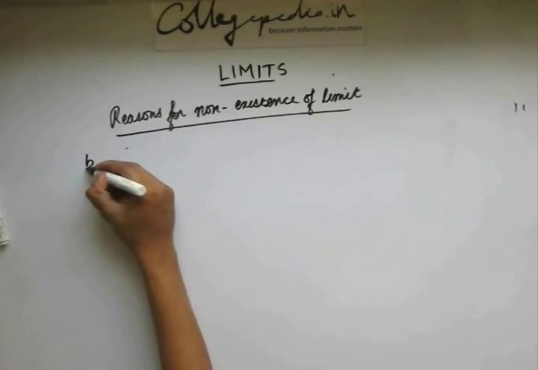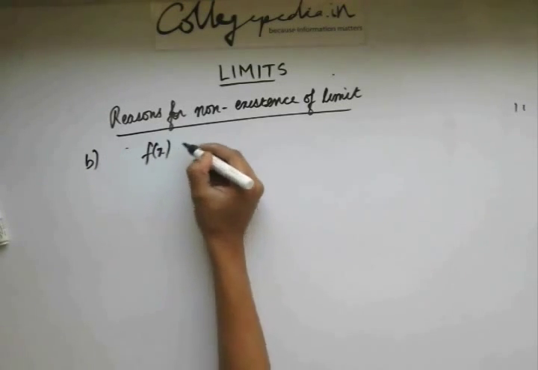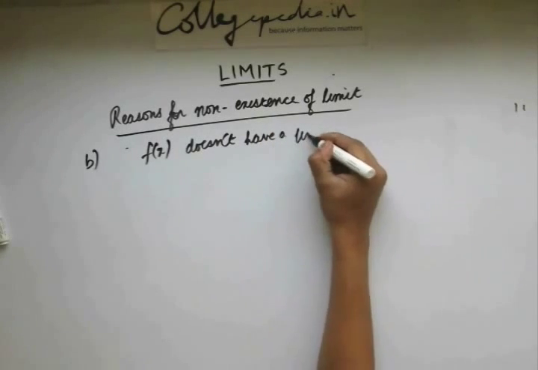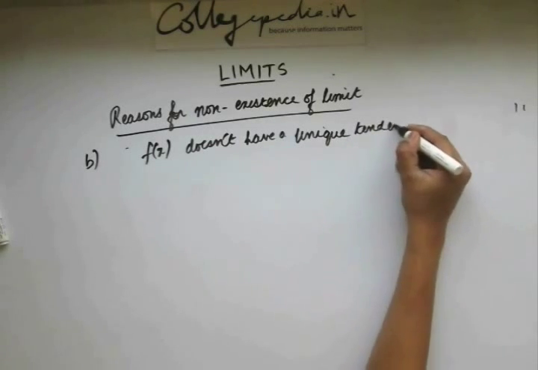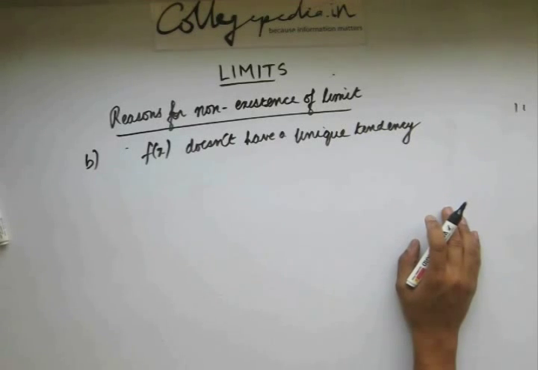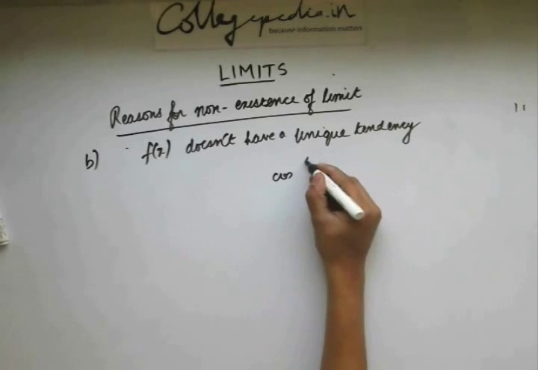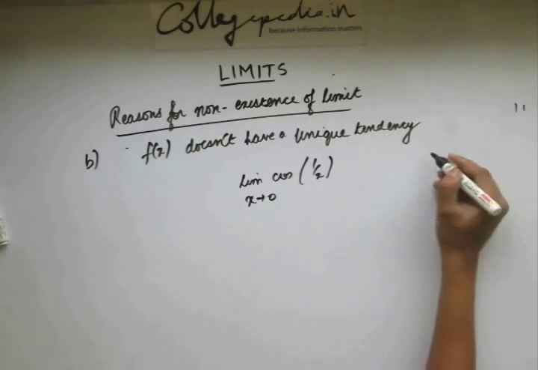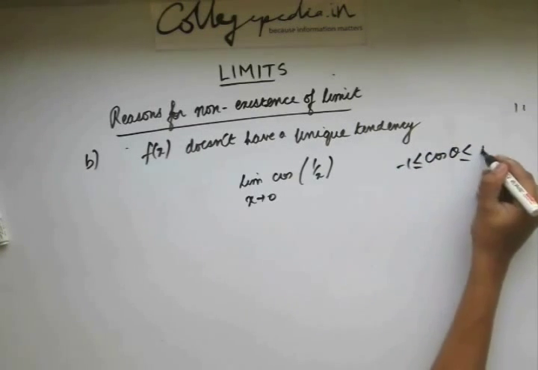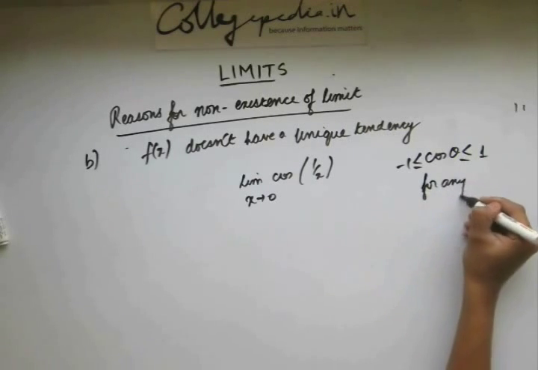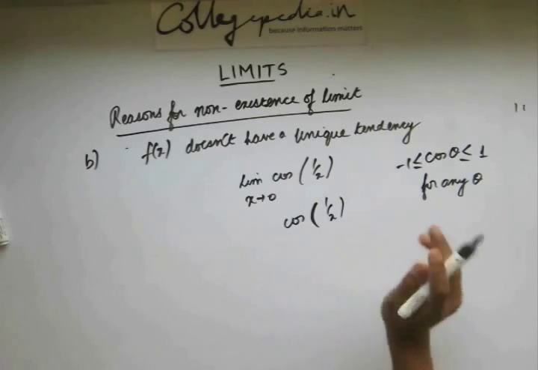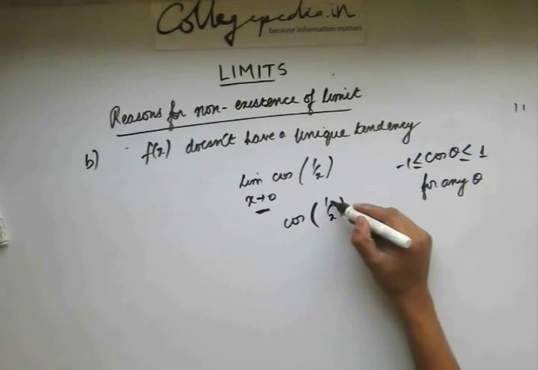The second reason for non-existence of limits is, as I said, f(x) doesn't have a unique tendency, or f(x) has a very elastic behavior. Let's say I have a function cos of 1 by x, and I have to find its limit as x approaches 0. You know that cos of some theta lies between minus 1 and 1 for any theta. So I know cos of 1 by x will obviously lie between minus 1 and 1. But since I am approaching 0, 1 by 0 is a very large positive number.